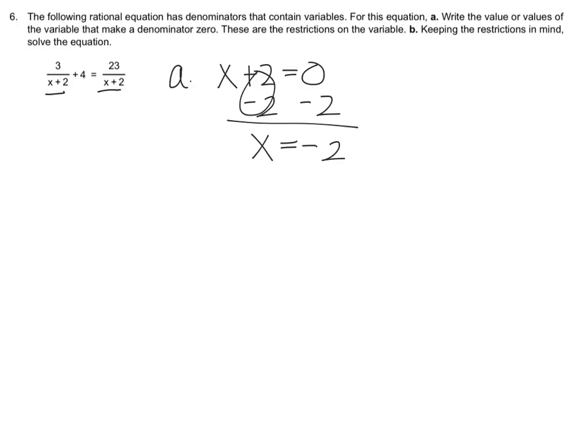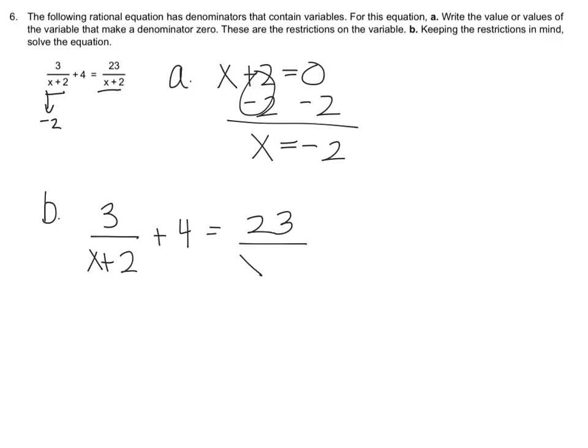So this tells me when x is negative 2, my denominator goes to 0. And I can't have a denominator of 0. So negative 2 is called a restriction on the variable. In other words, x cannot equal negative 2. Now I'll solve part B. We're going to solve the equation for x.